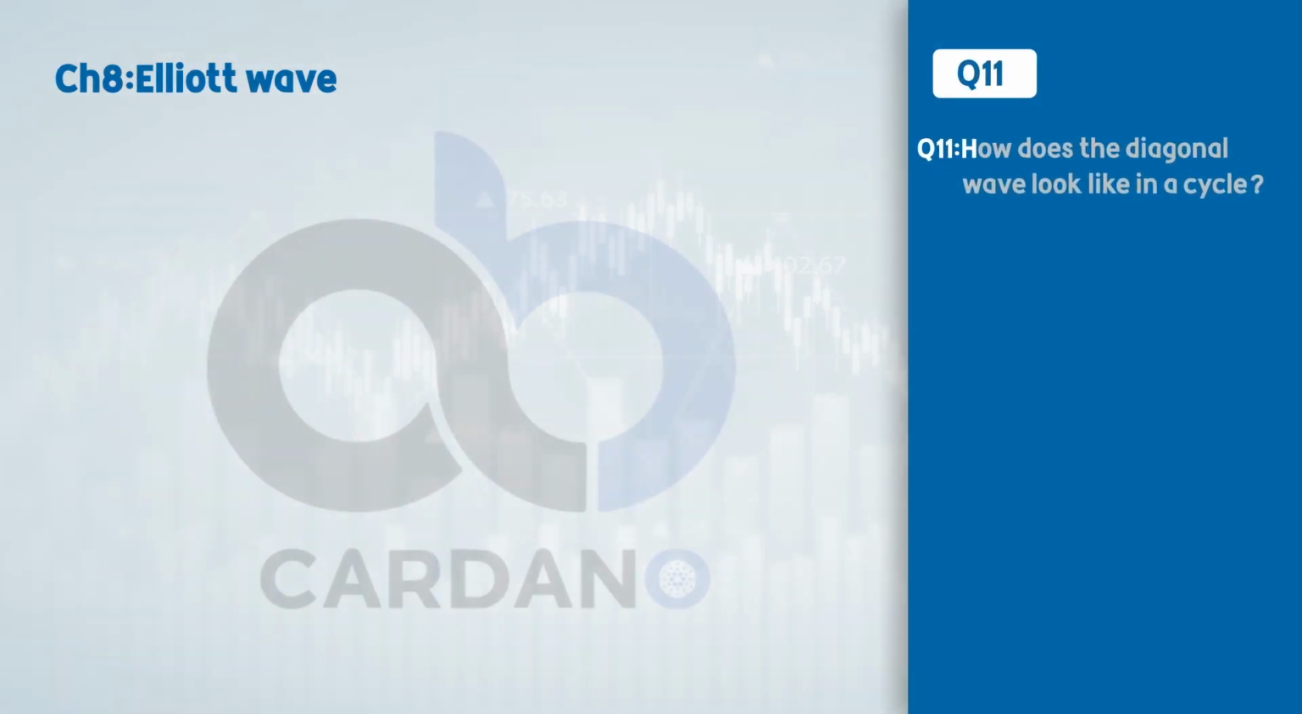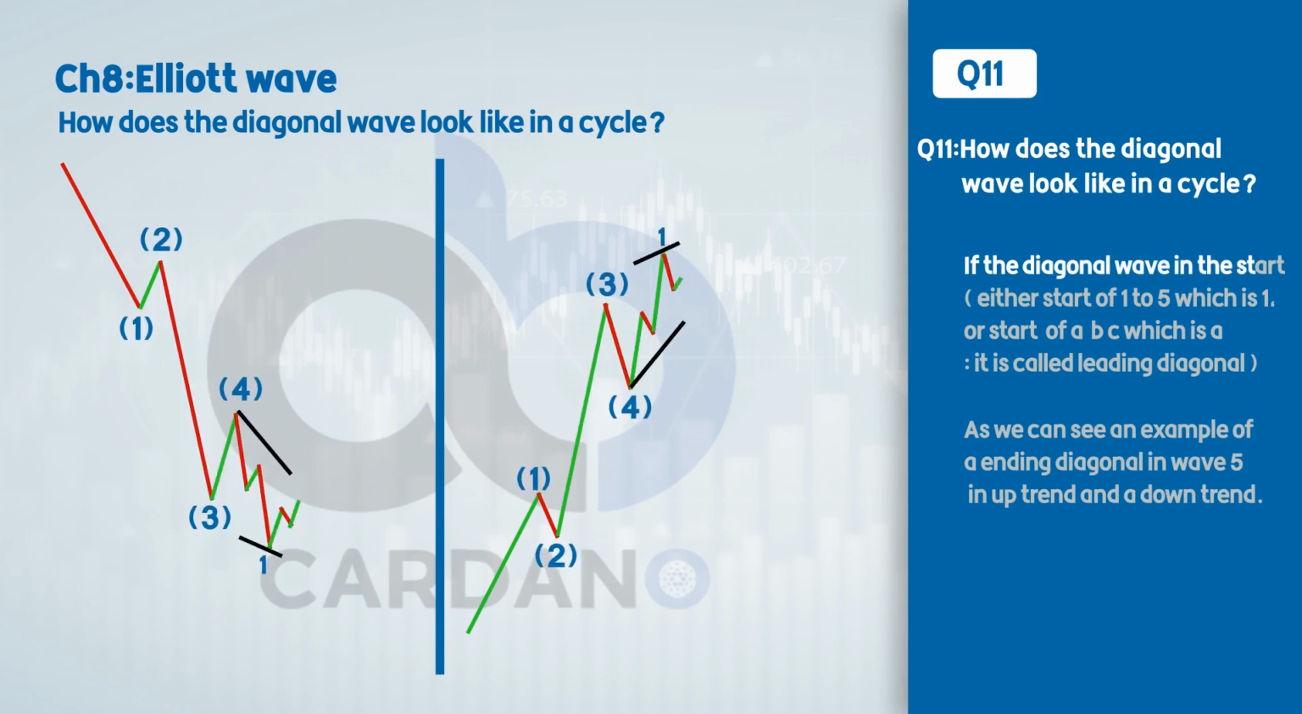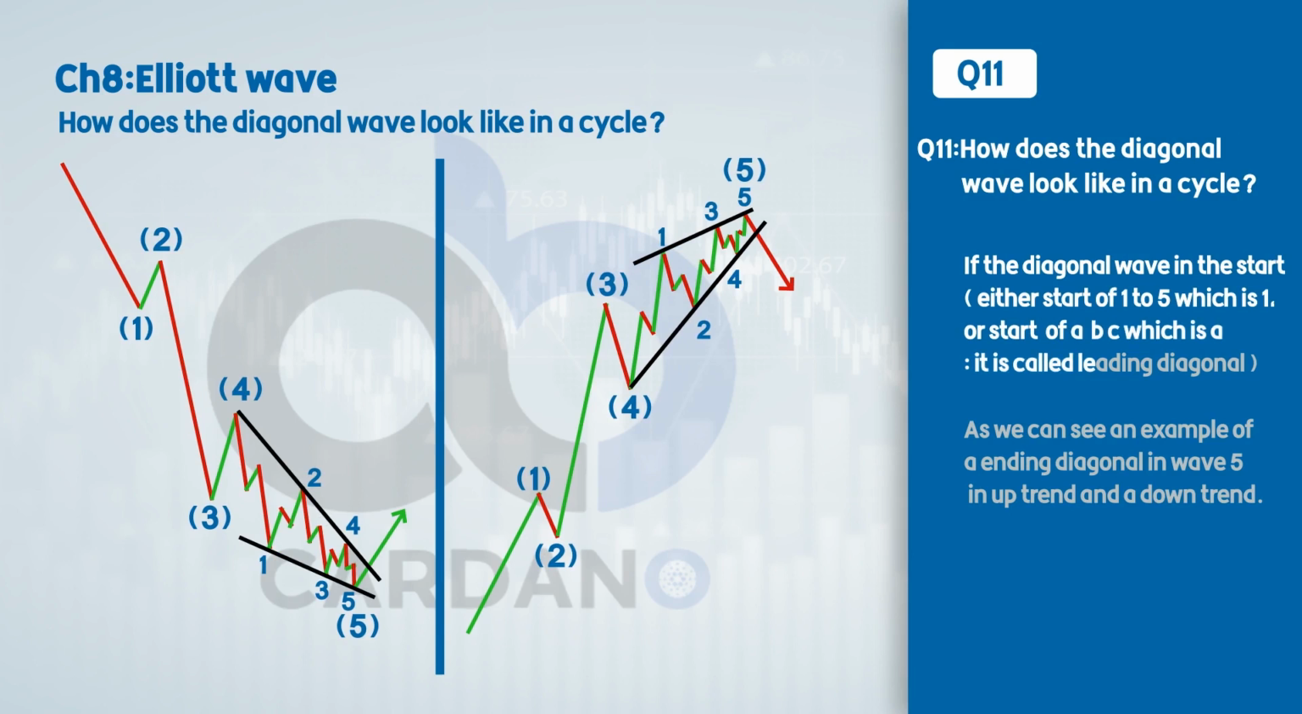Question number 11. How does the diagonal wave look in a cycle? The answer is, if the diagonal wave is at the start, either the start of 1 to 5, which is 1, or the start of ABC, which is A, it is called a leading diagonal. As we can see, an example of an ending diagonal is in wave 5 in uptrend and downtrend.